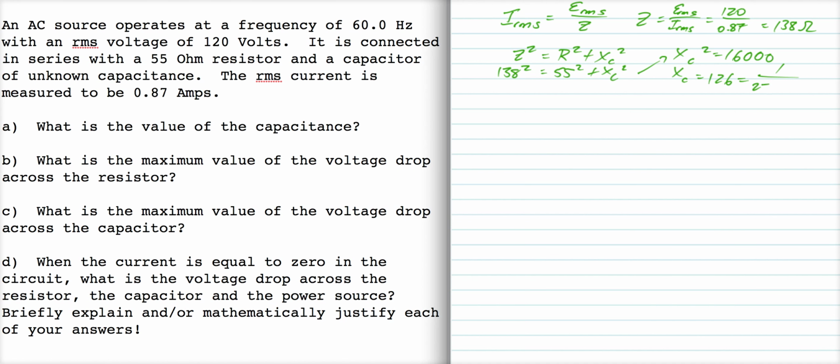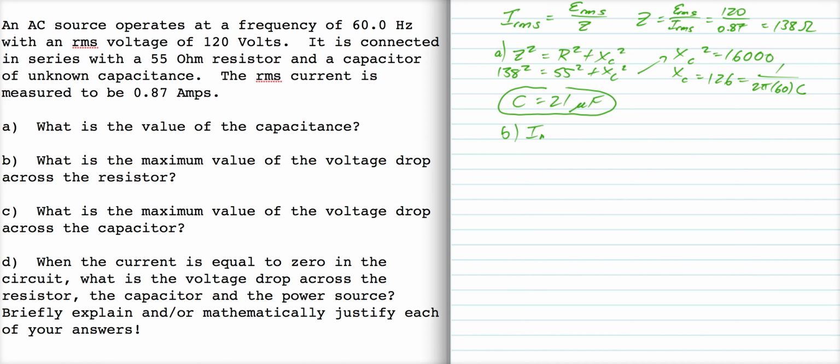That's equal to 1 over 2 pi fc. The frequency is given as 60 hertz. And so when I solve for the capacitance, I get 21 microfarads. Okay, so there's your part A. Part B, the maximum voltage drop across the resistor.